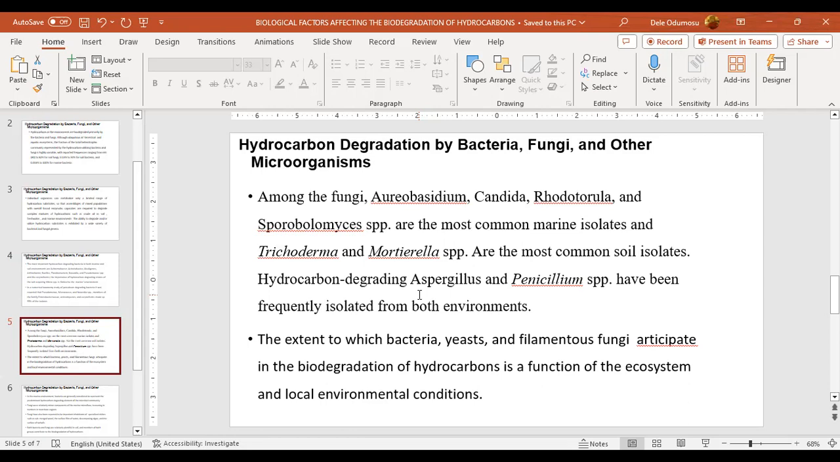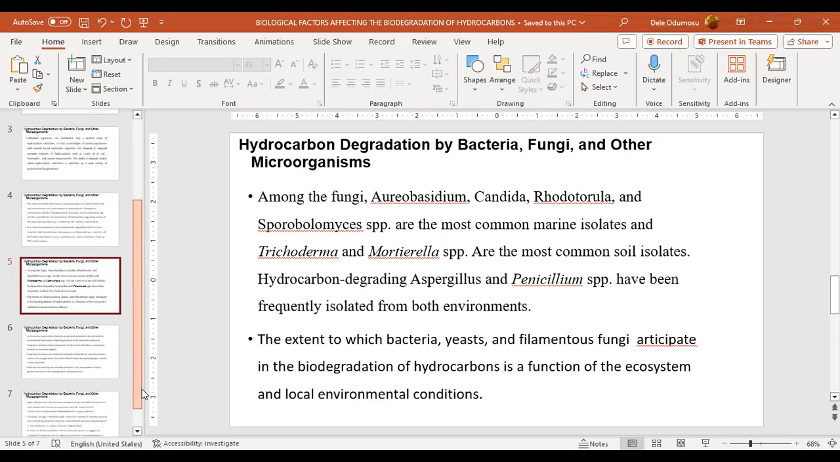But if you isolate it from a different environment and you now say this organism can be used for biodegradation, you are not sure of its ability. But an organism that is isolated from that environment indicates the ability of such a bacteria for that purpose.